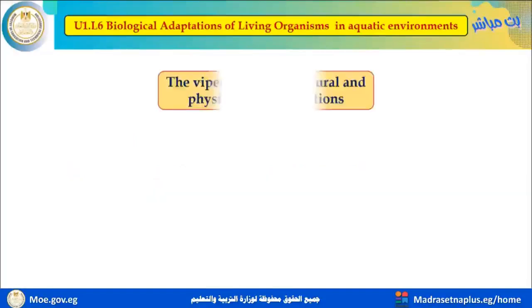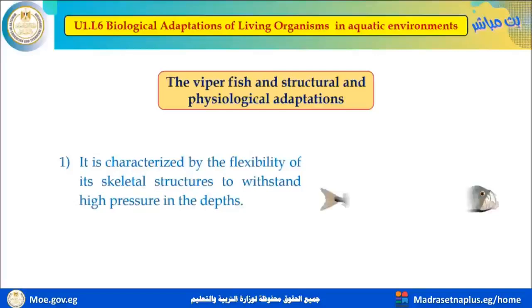Okay, so now let's talk about special cases. You know the viper fish? The viper fish has two kinds of adaptation, structural and physiological adaptation, at the same time. Let's look. This is a viper fish. It looks like a dragon, but it has different features that help it to stay alive, especially in the deep oceans. What are these features or characteristics?